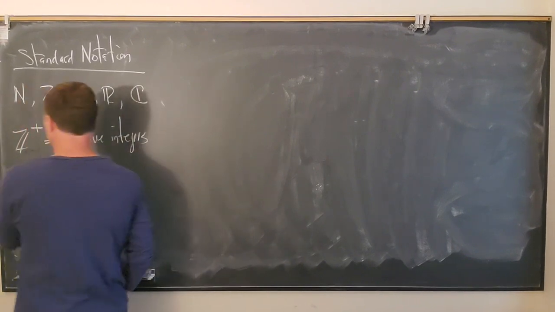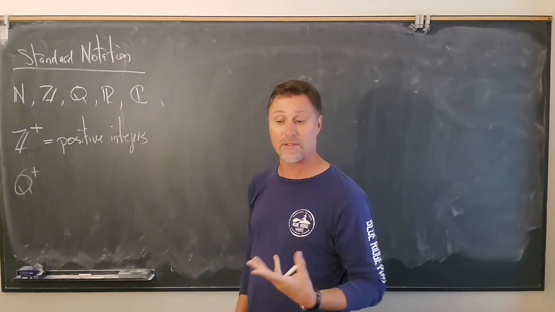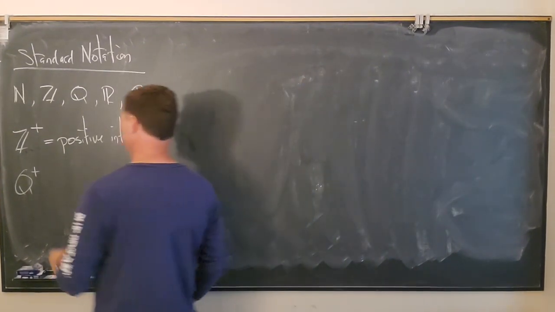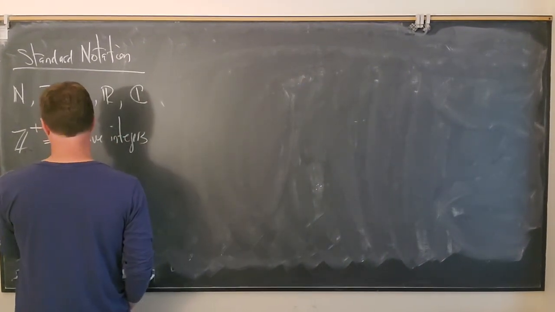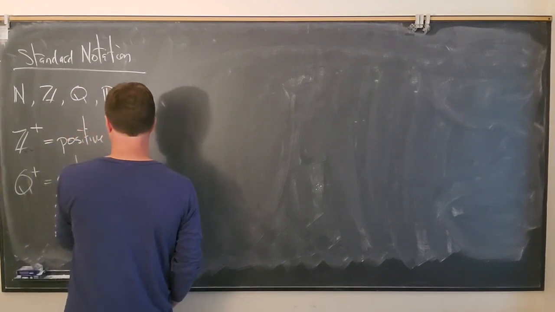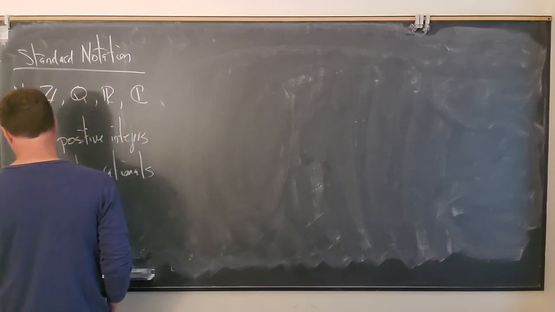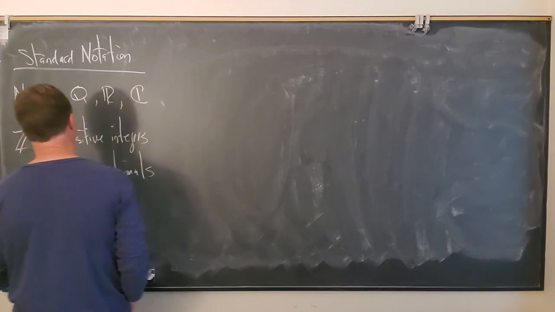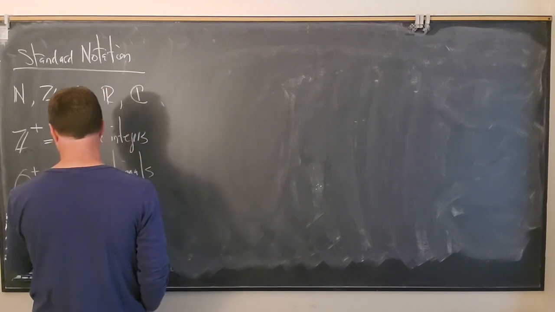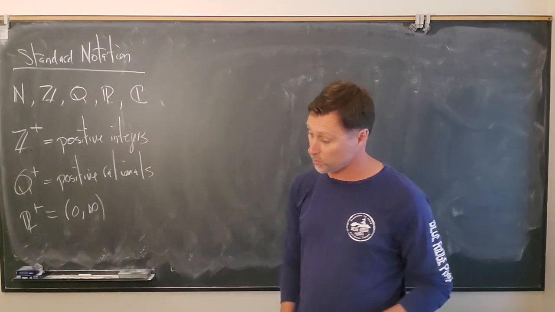Anytime in this book, if you see a little plus symbol, that means the positive half of the set. So Q plus means the positive rational numbers. Of course, there's also an R plus. What does R plus mean? Well, that's the same as the open interval from 0 to infinity.